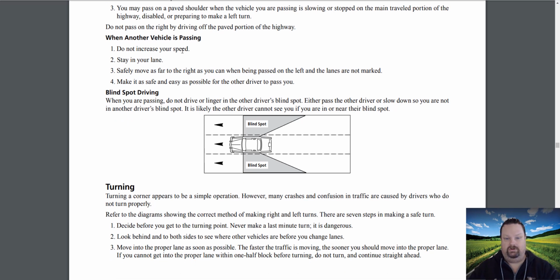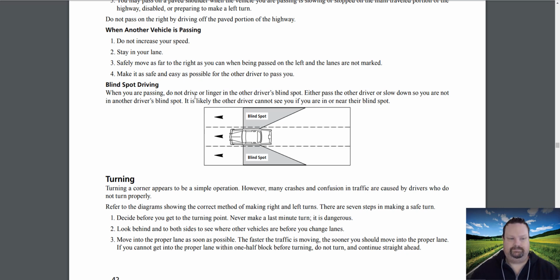When another vehicle is passing, do not increase your speed. So when you're on the road and somebody's passing you on the left-hand side, these are the things that you should do. You do not want to increase your speed. You want to stay in your lane, safely move as far to the right as you can when being passed on the left if the lanes are not marked. And 4, make it as safe and easy as possible for the other driver to pass you. So what I usually do is I'll maybe even slow down a little bit, give them even more space, allow them to move past me even better. That way they're not in the opposing side of traffic for too long.